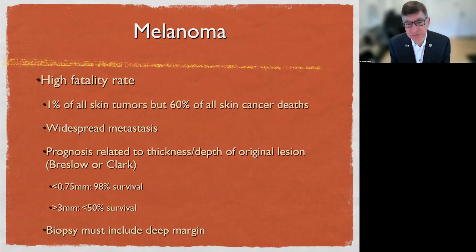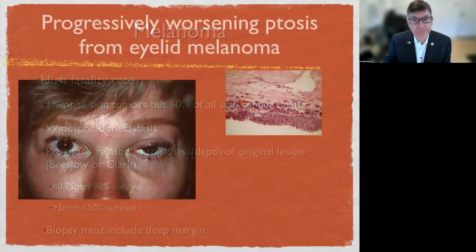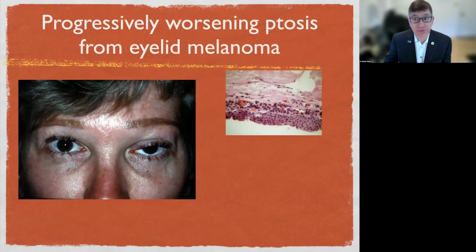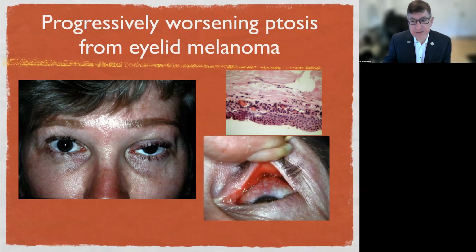The prognosis is related to the depth of the original lesion, and so a more complete biopsy is appropriate rather than just a shave. As you can see, the survival rate changes substantially if it's deeper. As a consequence, we do need to include the deep margin when we biopsy these. Here's a patient with progressively worsening ptosis from eyelid melanoma. Again, you can see on eyelid eversion that there's involvement of the superior fornix.